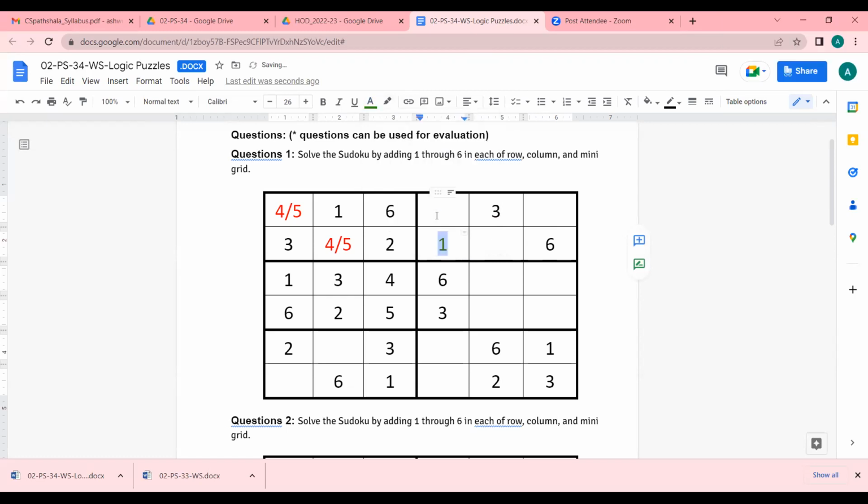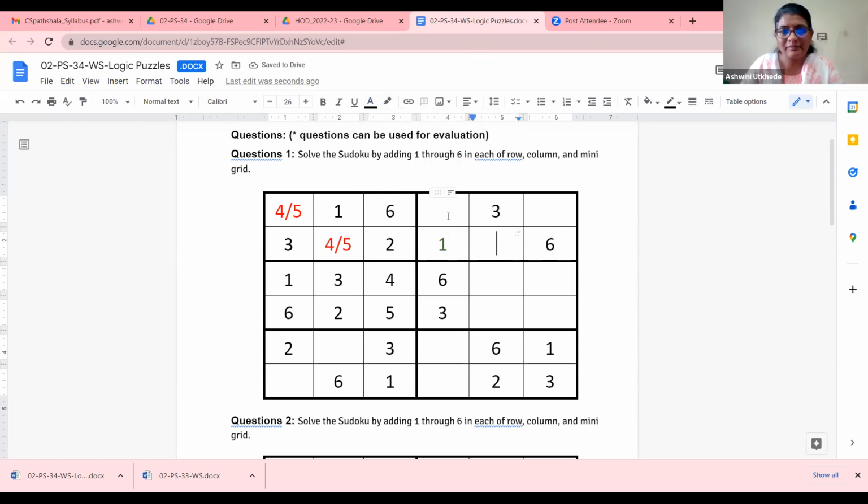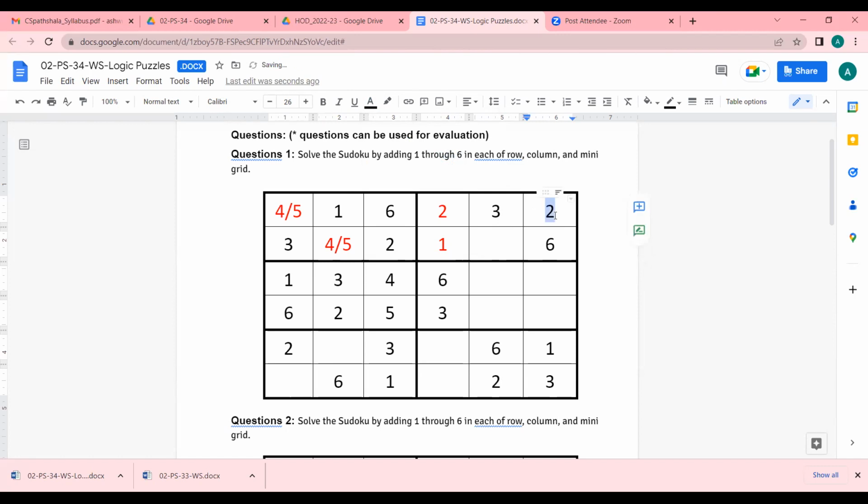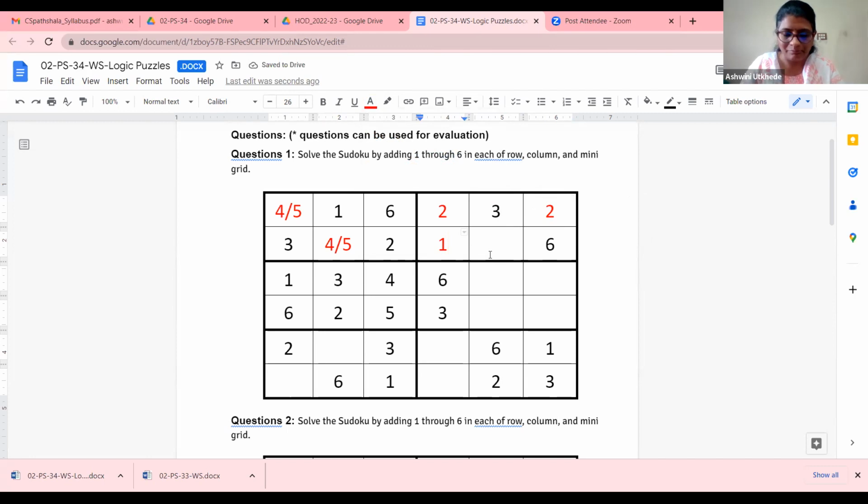In the first column. Can I write 2 here? Yes, ma'am. Okay. Here? No, ma'am. Why? Because 2 is already present in the same row. So we cannot place 2 here in the same row.